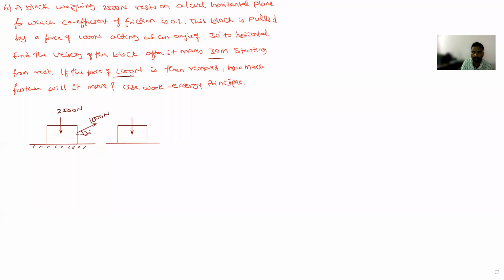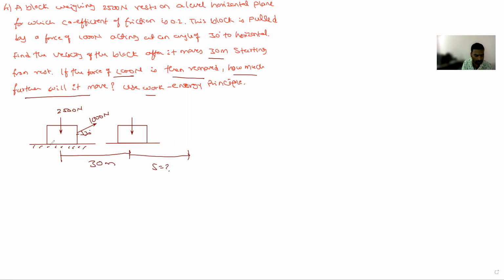What he is asking: if the force of 1000 Newton is removed, how much further will it move? So initially, from here to here, how much distance is covered? 30 meter. After 30 meter, the 1000 Newton is removed, then again how much further is it moving? Then use work energy principle.